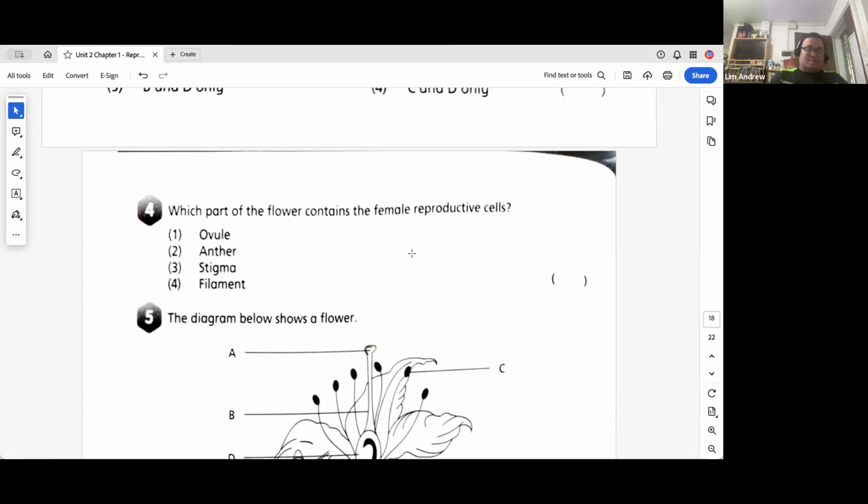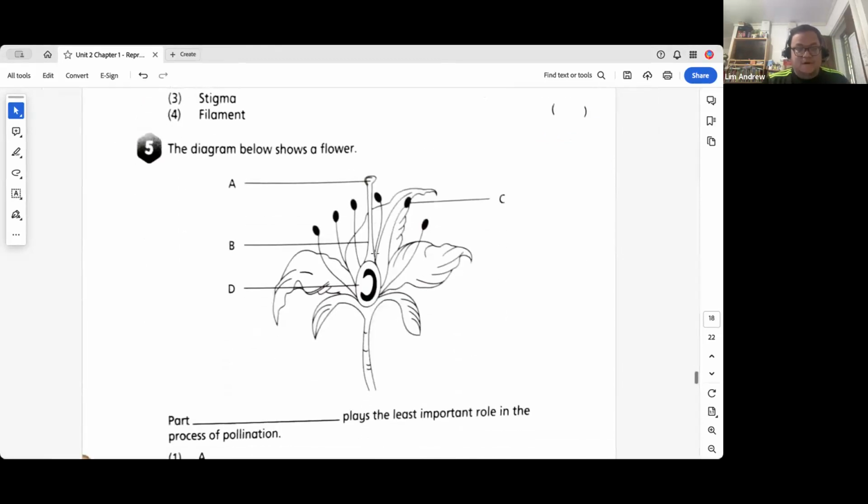The ovules contain the female reproductive cells because the ovules contain egg cells which will be fused with the male cells when fertilization takes place. Let's move on.